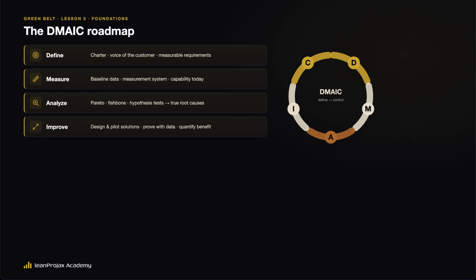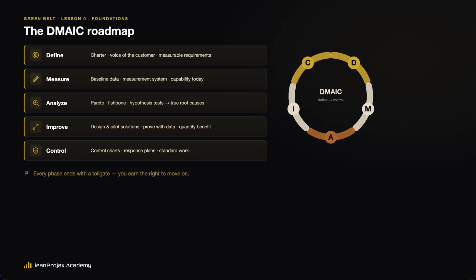Improve. You design and pilot solutions, prove they work with data, and quantify the benefit. And control. You make it stick. Control charts, response plans, and standard work, so the process doesn't drift back the moment you look away. Every phase ends with a toll gate, a review that says you've earned the right to move on. That's the discipline that separates DMAIC from guesswork.